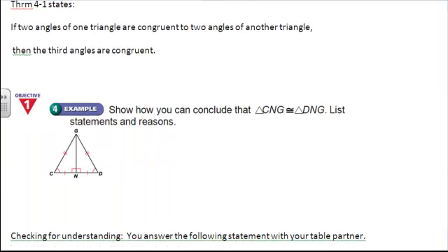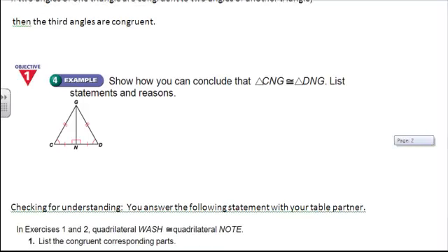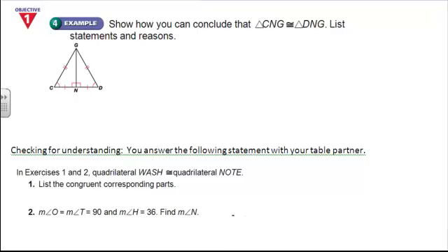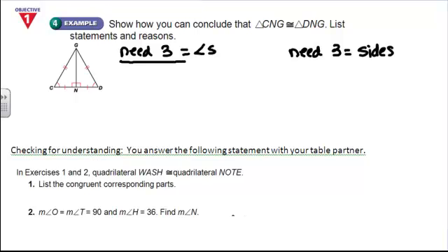Theorem 4.1 says if 2 angles of one triangle are congruent to 2 angles of another triangle, then the third angles are congruent. The directions say, show how you can conclude that these triangles are congruent, list the statements and the reasons. I need all 6 parts equal. I need 3 equal angles, and I need 3 equal sides.